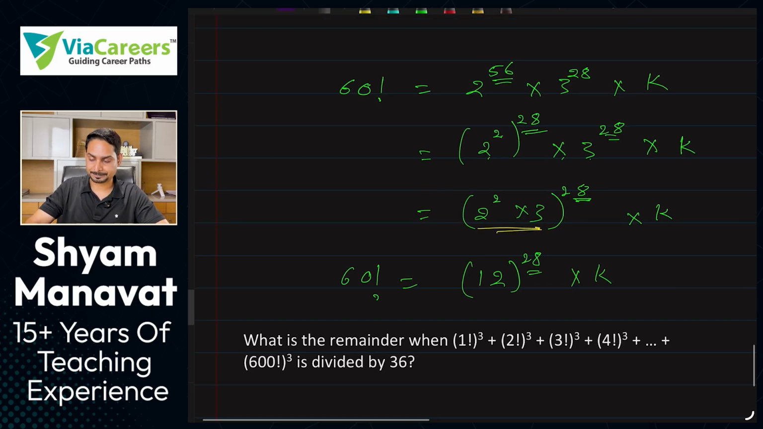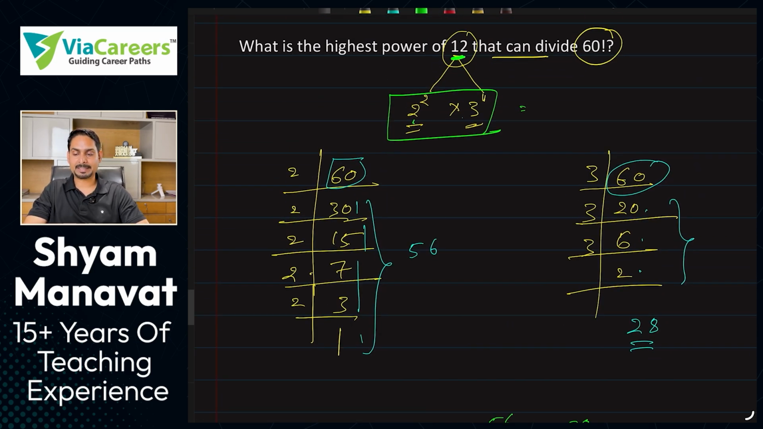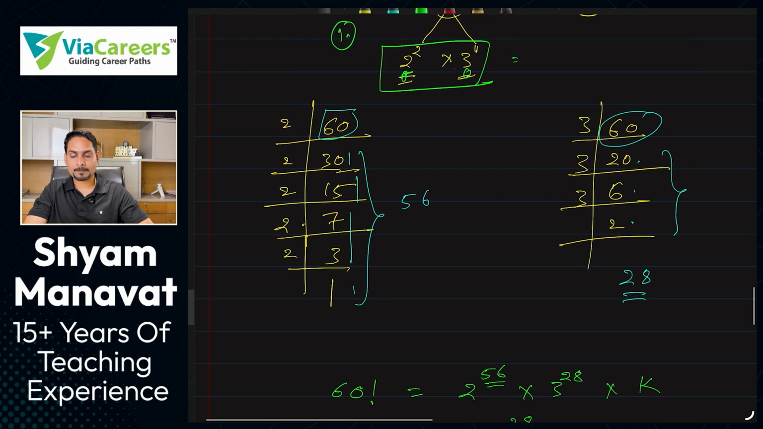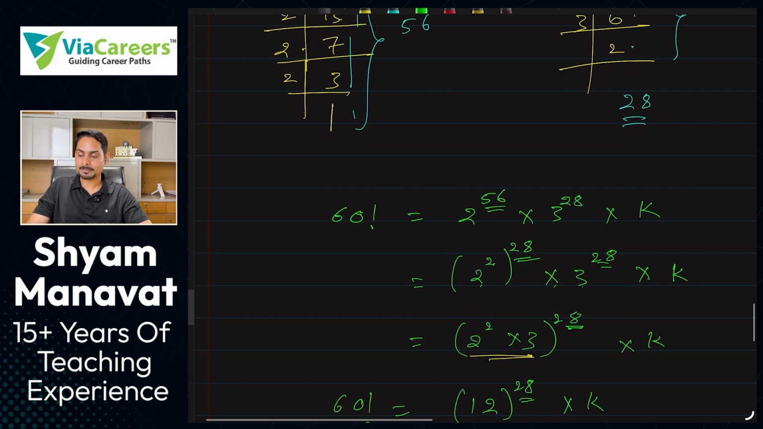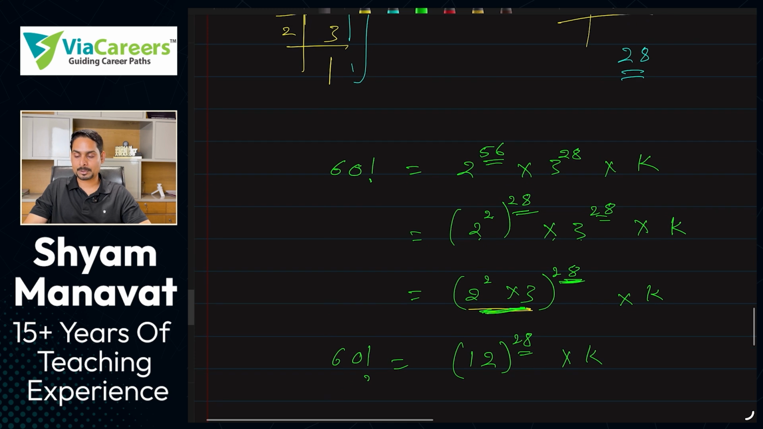Let me explain this once again. Whenever you get any composite number and need to find the highest power of this composite number in a particular factorial, the first step is to write this composite number in terms of prime factors. Then, for the prime factors that come up, find out how many 2s are there, how many 3s are there. And then you need to form the pair, meaning you have to form 2 square into 3. Then see after forming it what is the common power you can have. So you got 12 to the power 28.